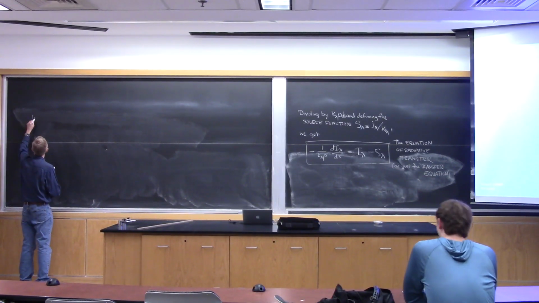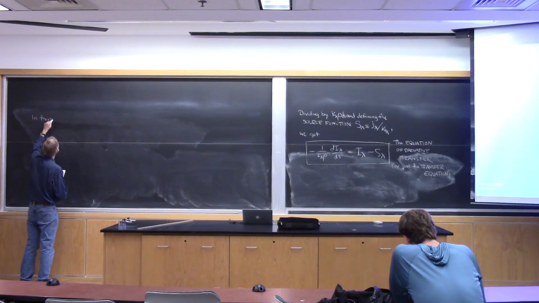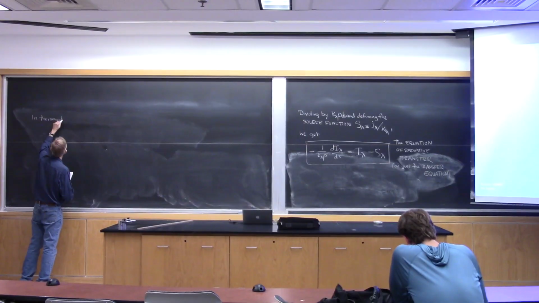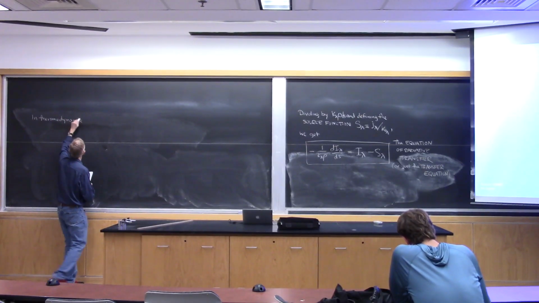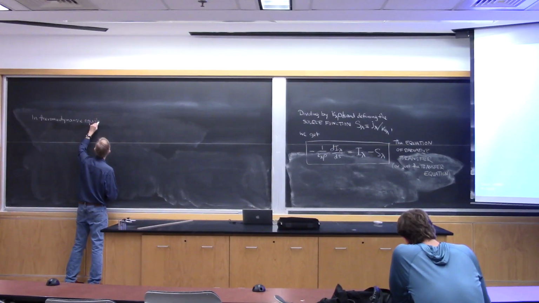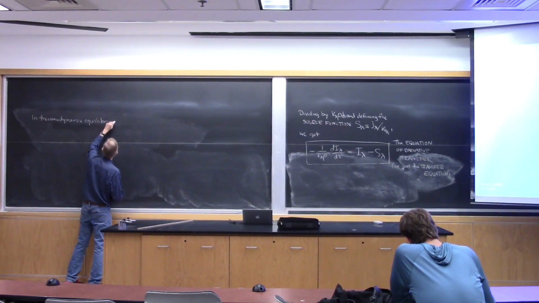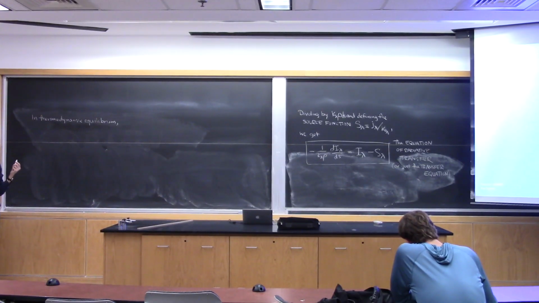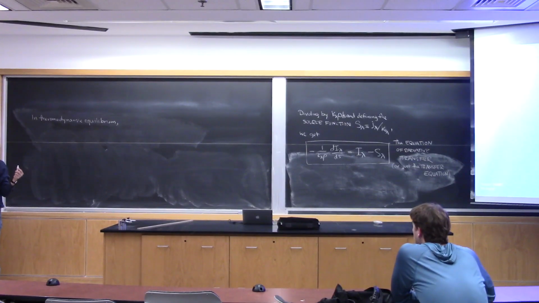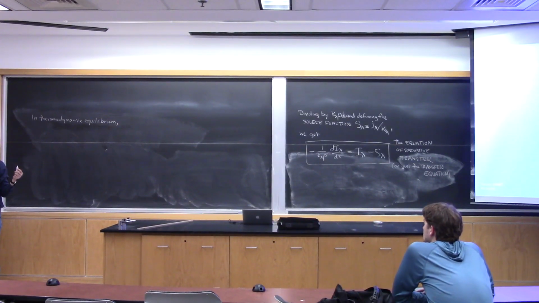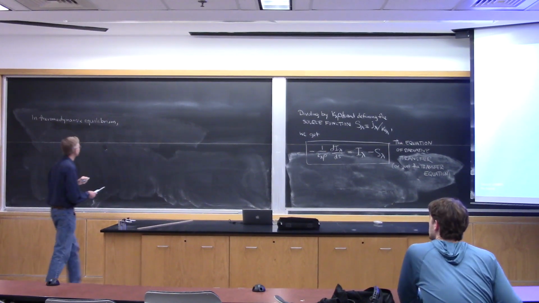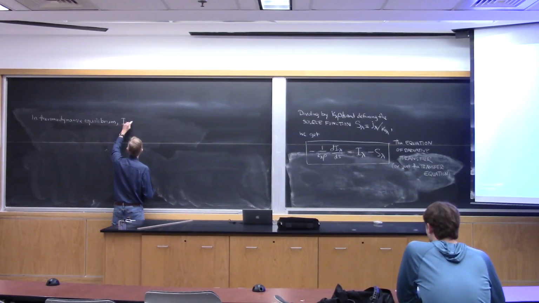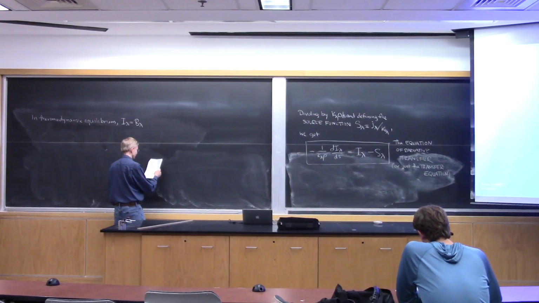In thermodynamic equilibrium, we know what I lambda is. What do we call I lambda in thermodynamic equilibrium? The particular form of I lambda is the Planck function. What symbol do we use to symbolize it? B lambda, yes. That's the symbol. I lambda is equal to B lambda everywhere.